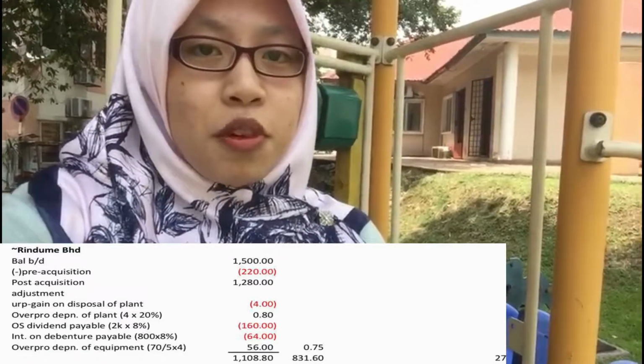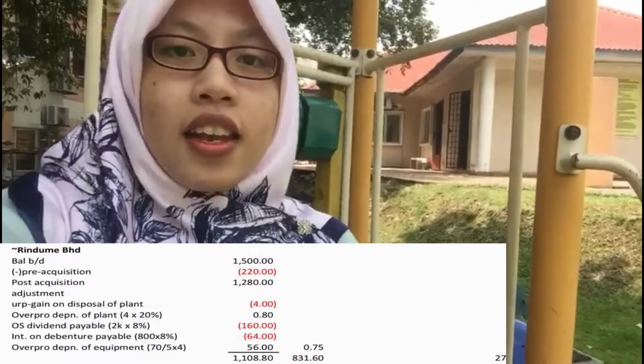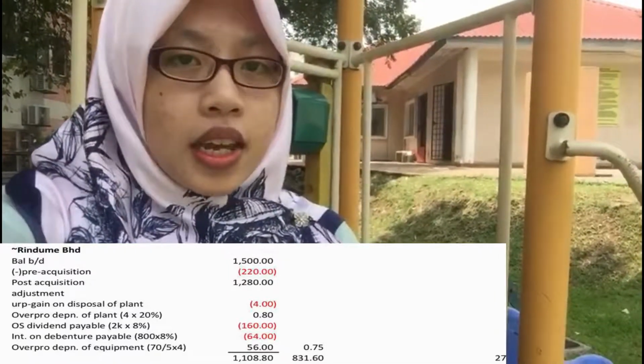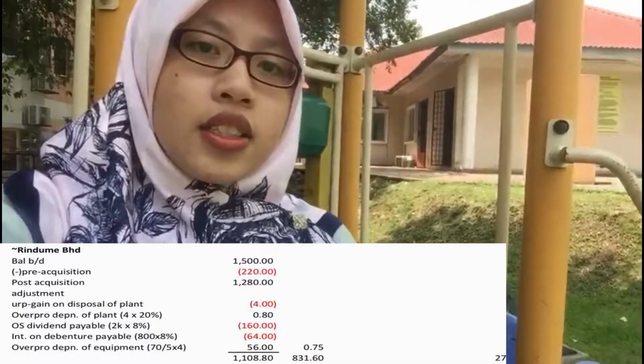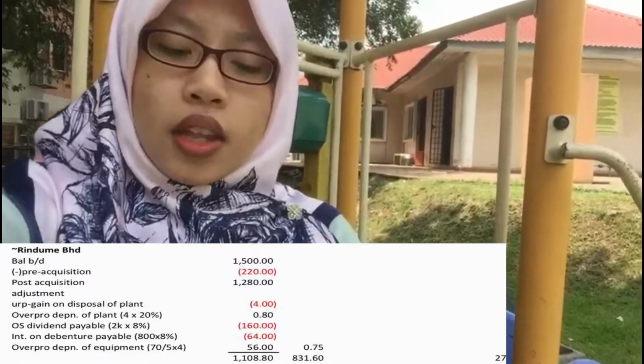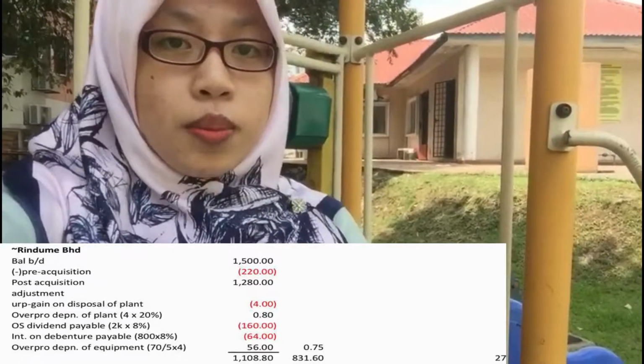So the total profit of Rindumi is 1108.8. Then we apportion it to the group retained profit 75%, which we get 831.6 million, and to the NCI 25%, we get 277.2 million.